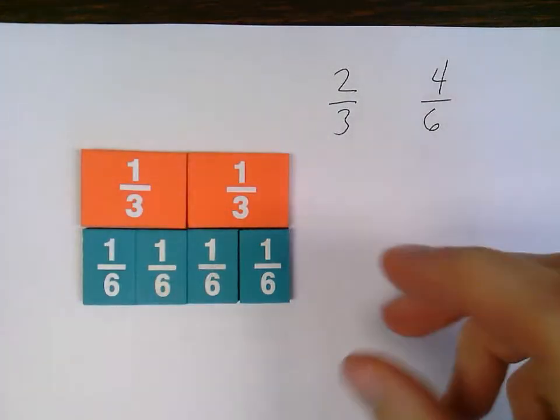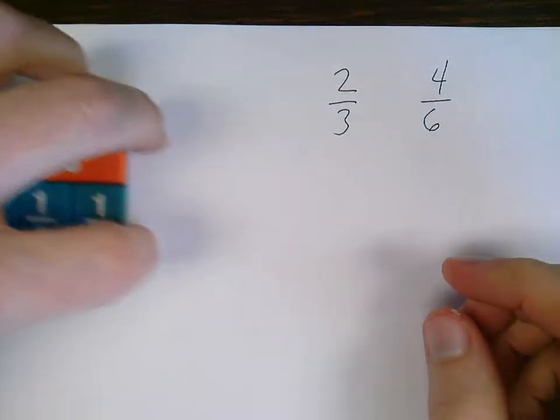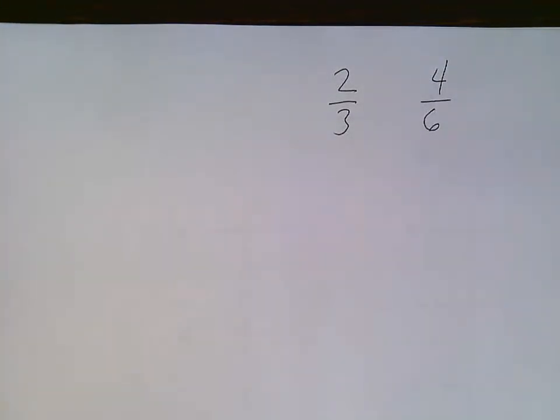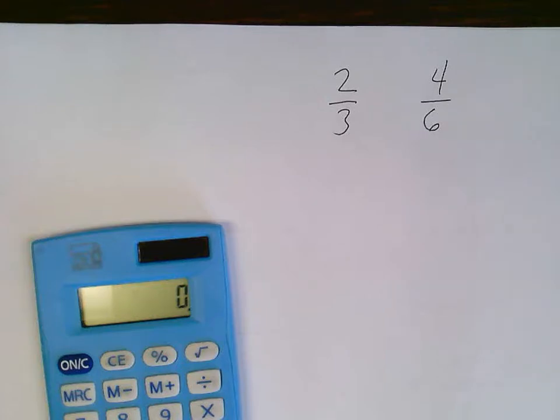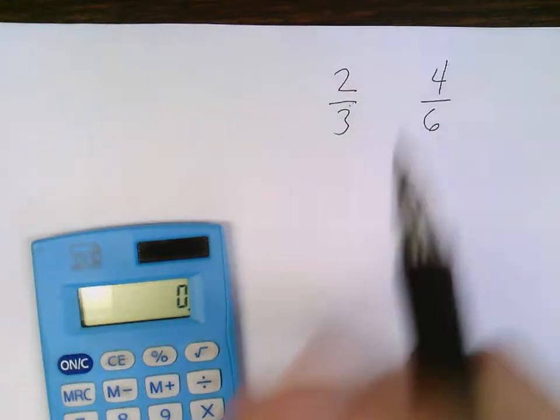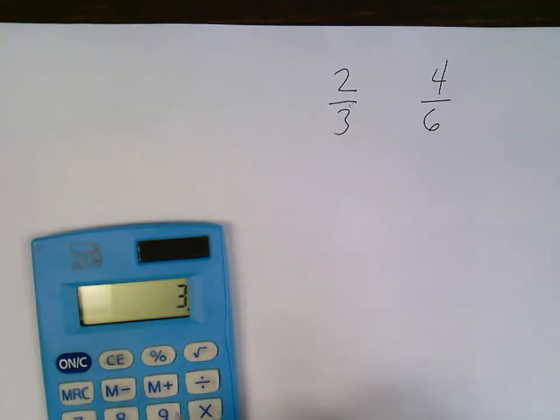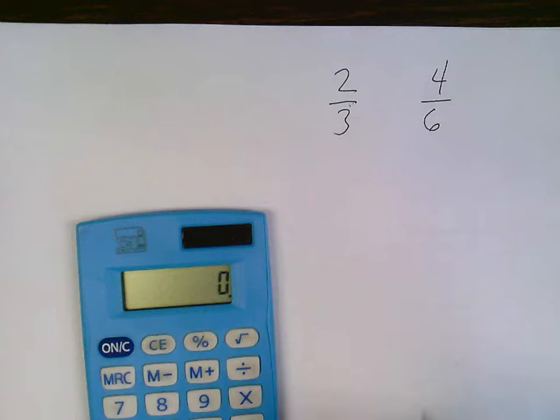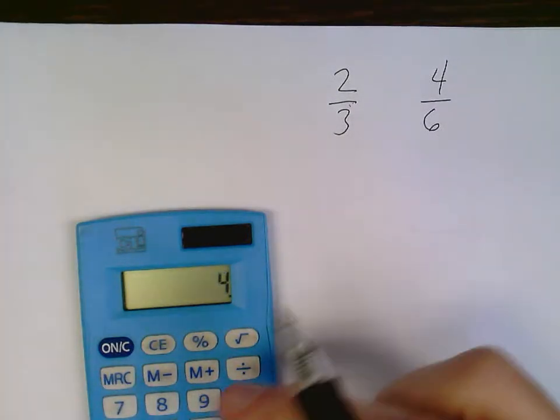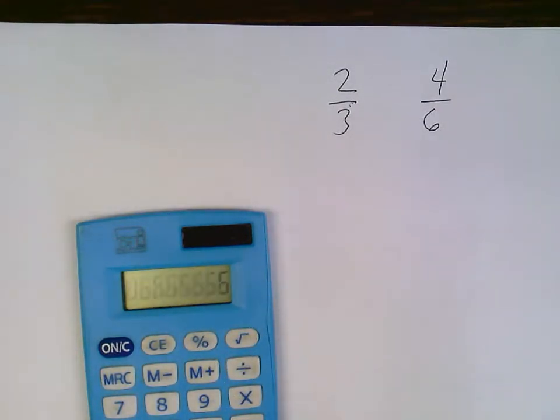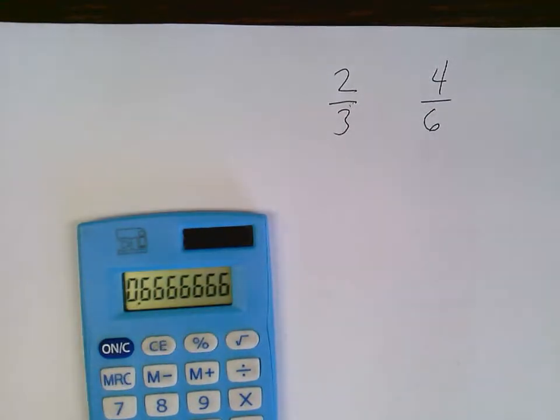Now also, we can use a calculator to show that those are equivalent. The fraction bar on a fraction actually means divided by. So if I take 2 and divide it by 3, that equals 0.6666, continuing on forever. And if I do the same thing to 4/6, if I do 4 divided by 6 equals, that gives me the same exact answer. So that once again shows that these fractions are equal, that these fractions are equivalent.